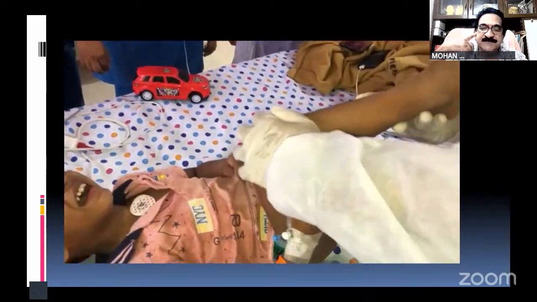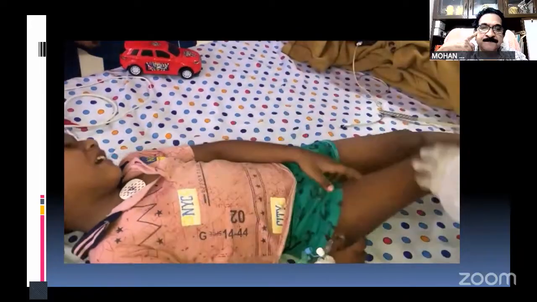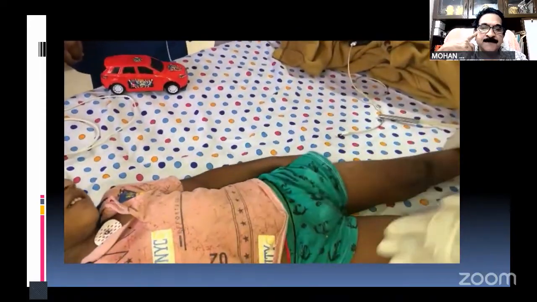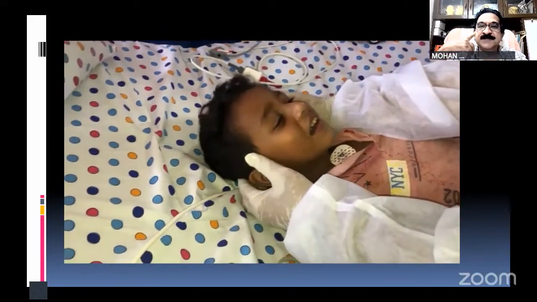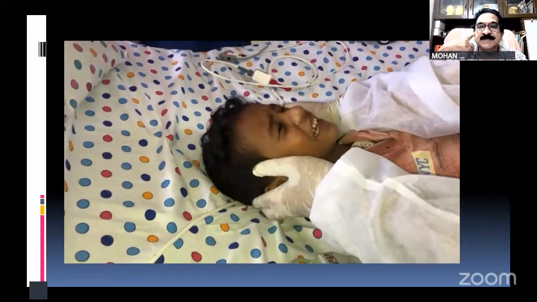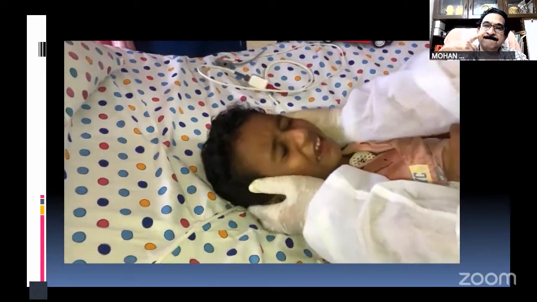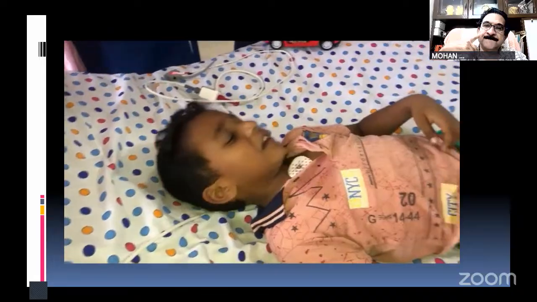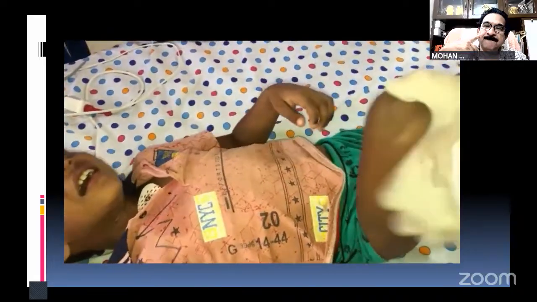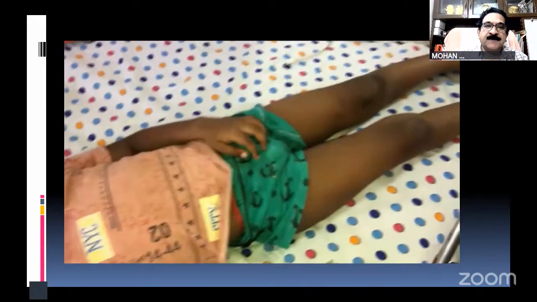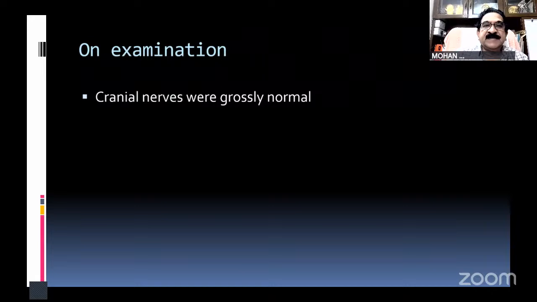Pending sign was positive. And next division is also positive. But there is pain on pressing the neck. On examination, kidneys were grossly normal.